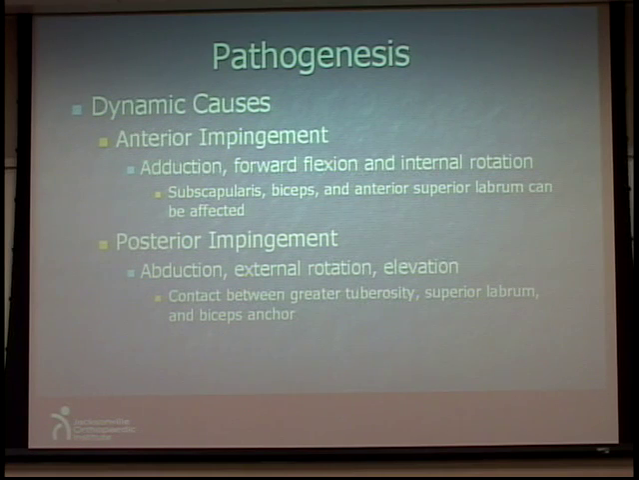And dynamic causes of impingement can be divided into anterior impingement, with certain motion of the shoulder making it more likely to impinge on the anterior portion of the rotator cuff or the subscapularis, and posterior impingement, where it's more likely to impinge on the more superior and posterior portion of the rotator cuff at the supraspinatus and infraspinatus.